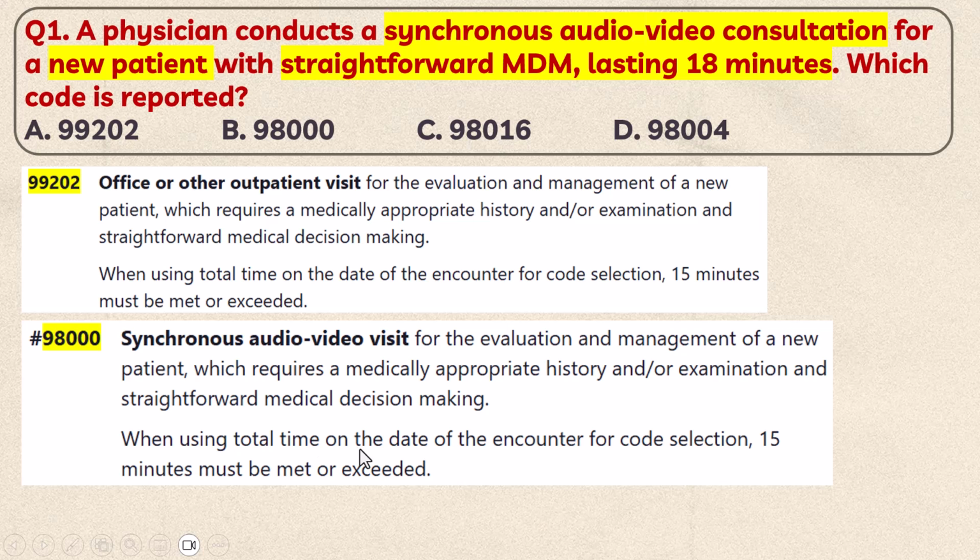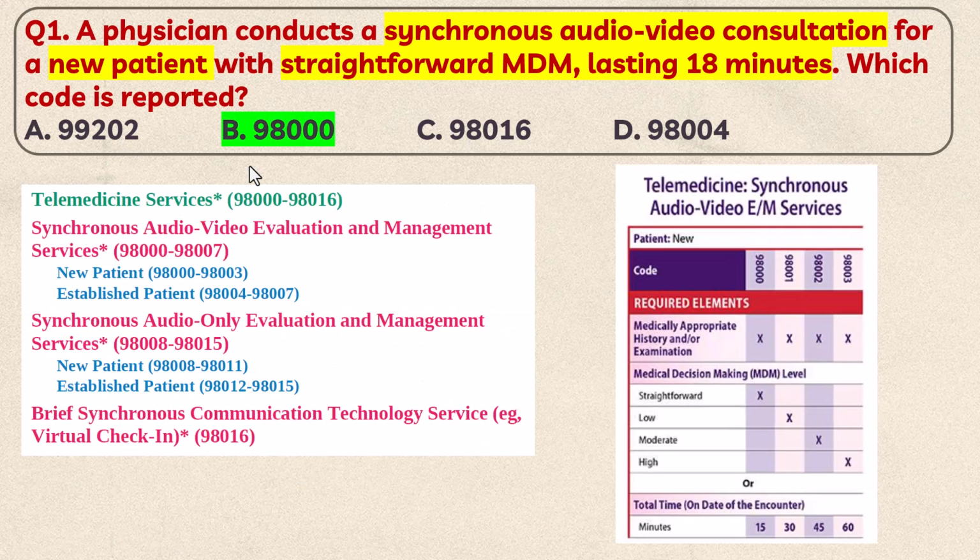When using total time on the date of the encounter for code selection, 15 minutes must be met or exceeded. In our case, it's 18 minutes. So the correct answer is answer B, 98000. If you encounter this case in a real working scenario, you have to use the table of contents, the table, or the alphabetic index method.